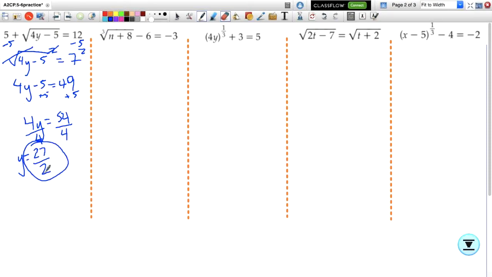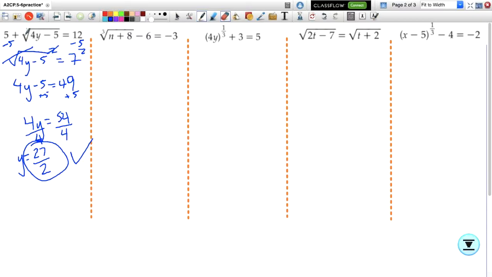All right, folks, so for my first one, I got 27 over 2. I did get 54 over 4, but they were both even, so I cut them both in half, and at that point, I couldn't do any more. So I should double check that this works. If I end up with 27 over 2 and I times it by 4 over 1, I'm going to get 54. 54 minus 5 is going to be 49. Square root of 49 is 7. 5 plus 7 is 12, so it does work.